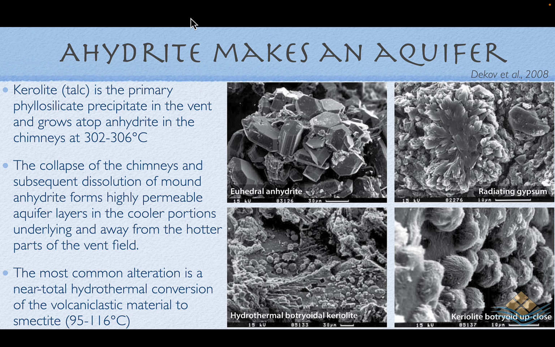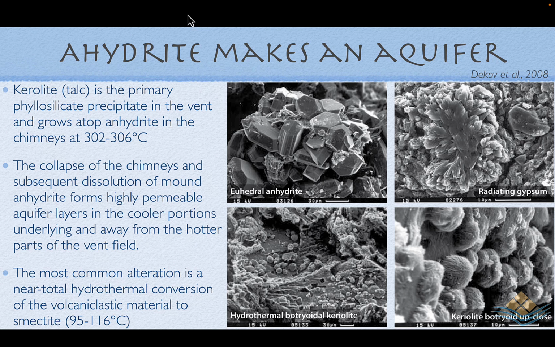Here we don't just form retrograde anhydrite. The retrograde anhydrite is forming an aquifer system which enhances alteration by circulating hot hydrothermal fluids through a broader context of sediment. We also have a more regional conversion of volcaniclastic material to smectite.